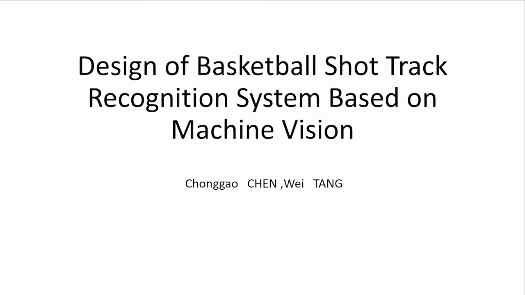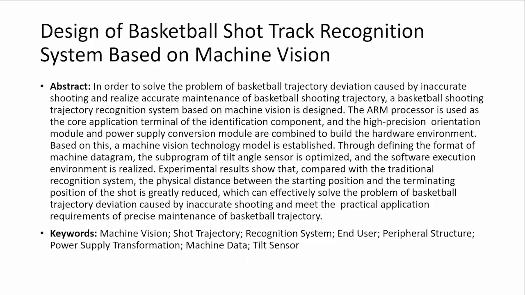Design of basketball shooting trajectory recognition system based on machine vision. Abstract. In order to solve the problem of basketball trajectory deviation caused by inaccurate shooting and to accurately maintain the basketball shooting trajectory, a basketball shooting trajectory recognition system based on machine vision is designed.